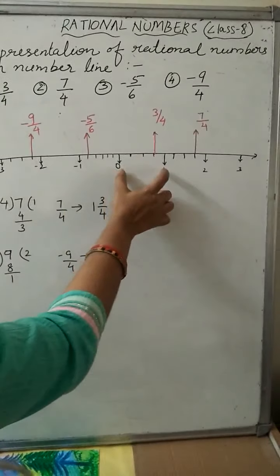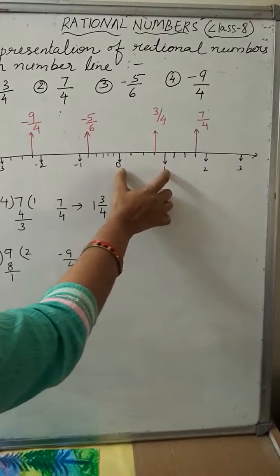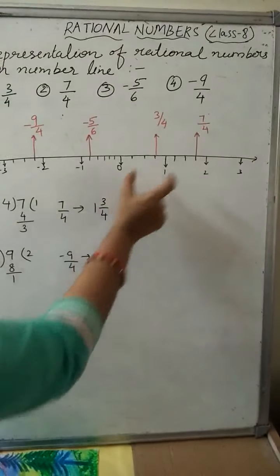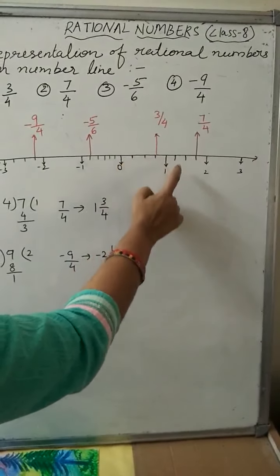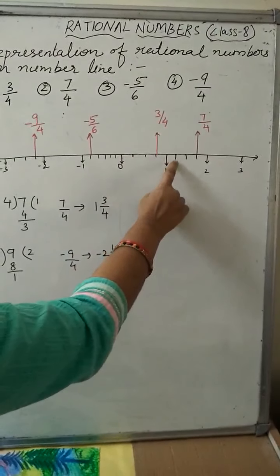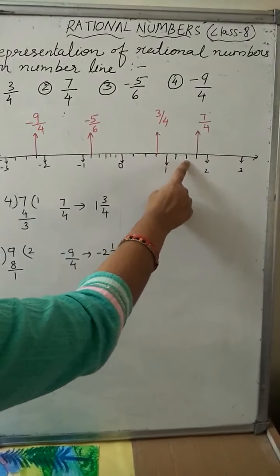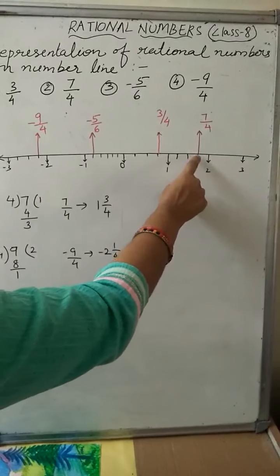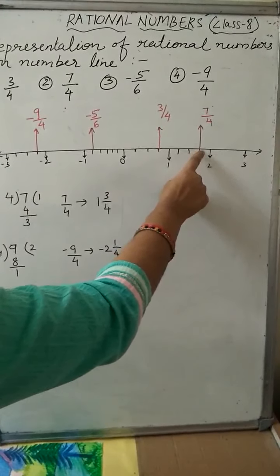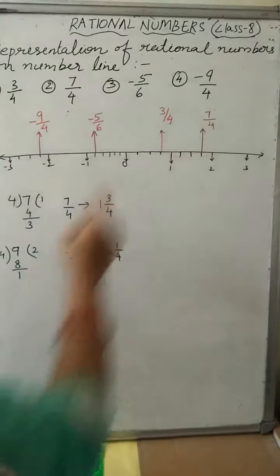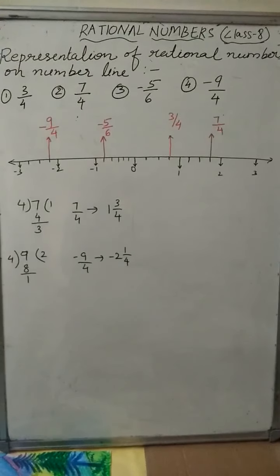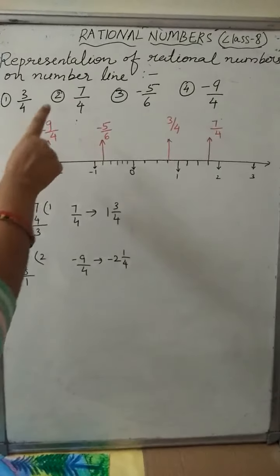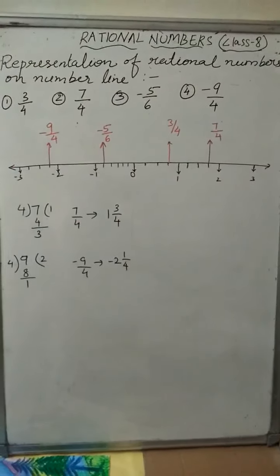Now leaving 1, we have to start counting because this is 1 whole, so we are leaving this distance. Now start counting. This is 1 by 4, 2 by 4, 3 by 4. So that means this is 1 3 by 4, that is 7 by 4. So this is how we can represent a rational number on number line.